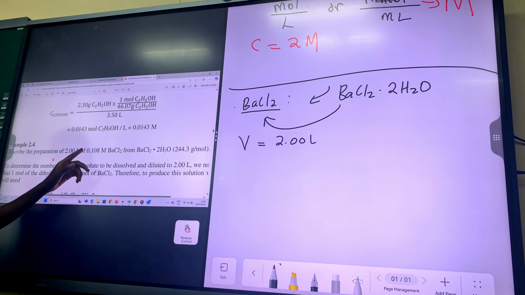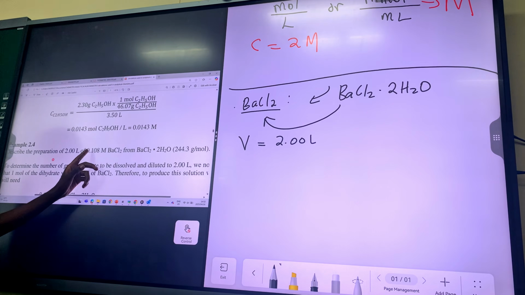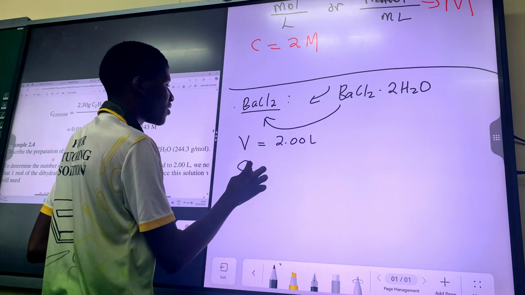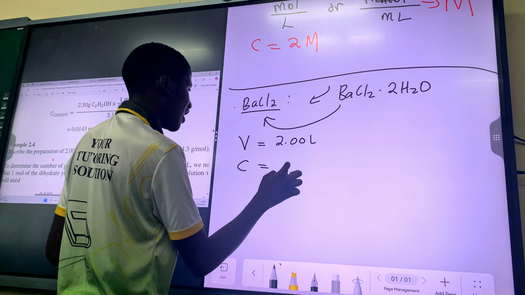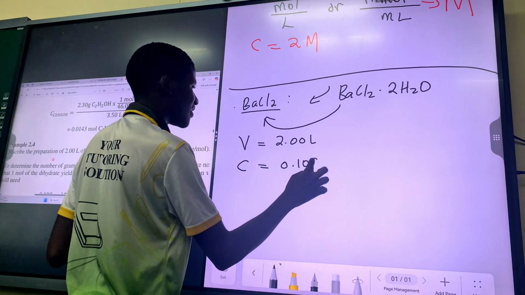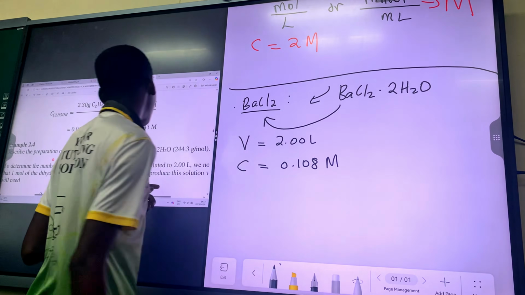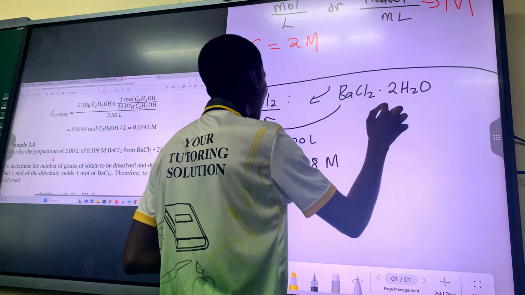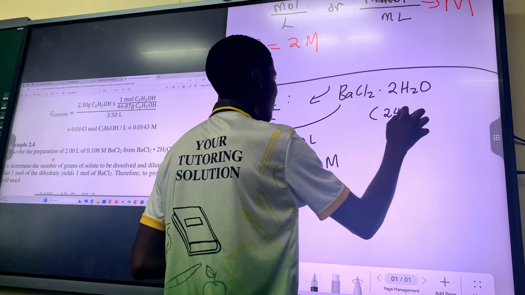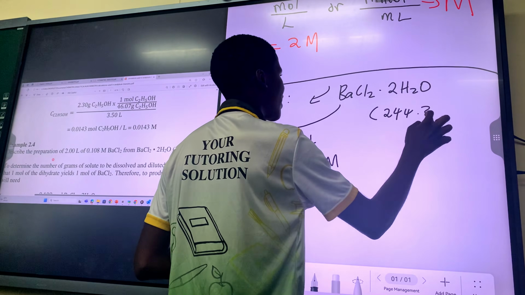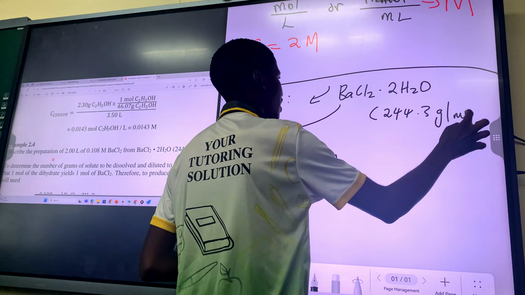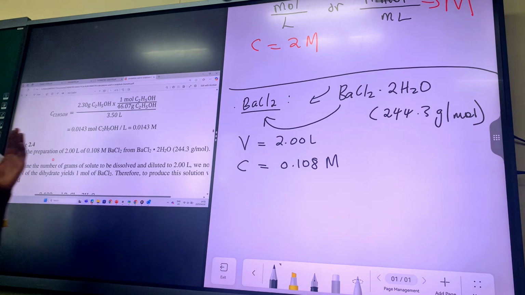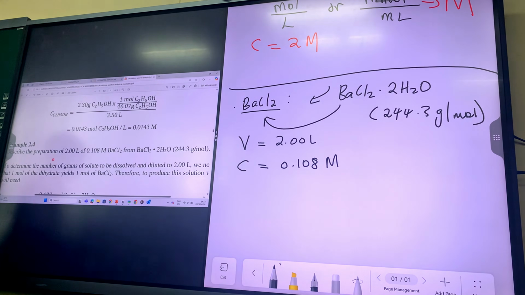So we know that the volume that we want to prepare is 2.00 liters. And then we are going to use barium chloride. We want to prepare a concentration of 0.108 molar. So we want our concentration to be 0.108 molar. And then the molar mass for barium chloride dihydrate is 244.3 grams per mole.